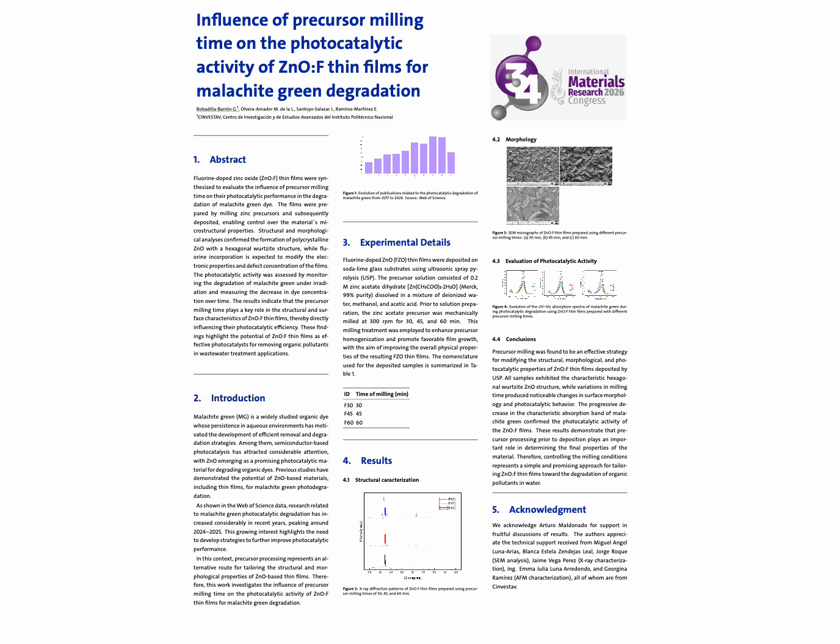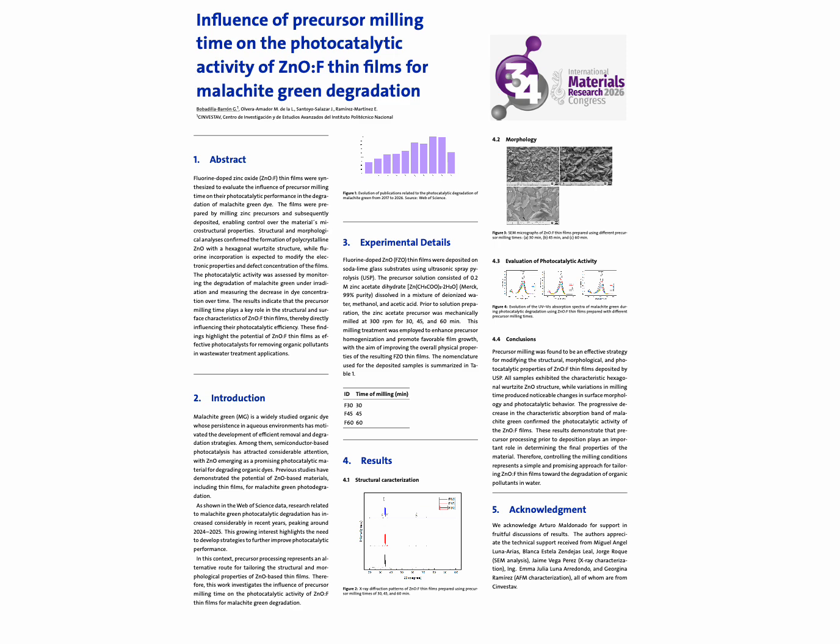As we can see in the figure, the number of publications related to the photocatalytic degradation of malachite green has increased considerably in recent years. Among the different approaches for removing organic pollutants, semiconductor photocatalysis is particularly attractive. ZnO is a promising photocatalytic semiconductor, and in our case, we use fluoride-doped ZnO, or ZnO:F, thin films.